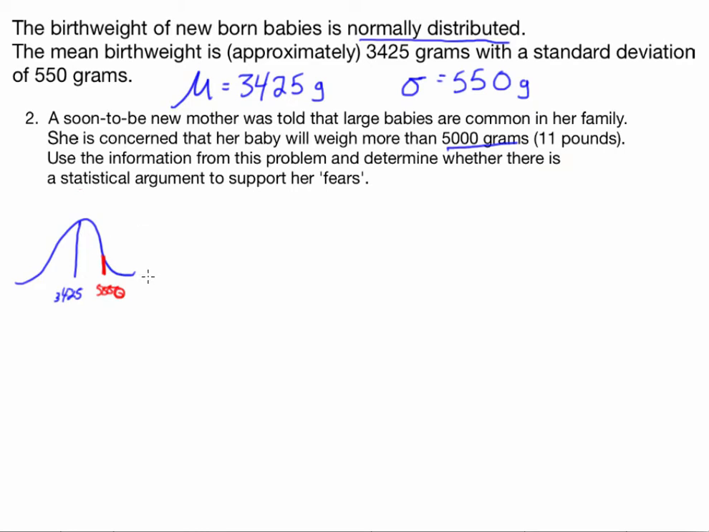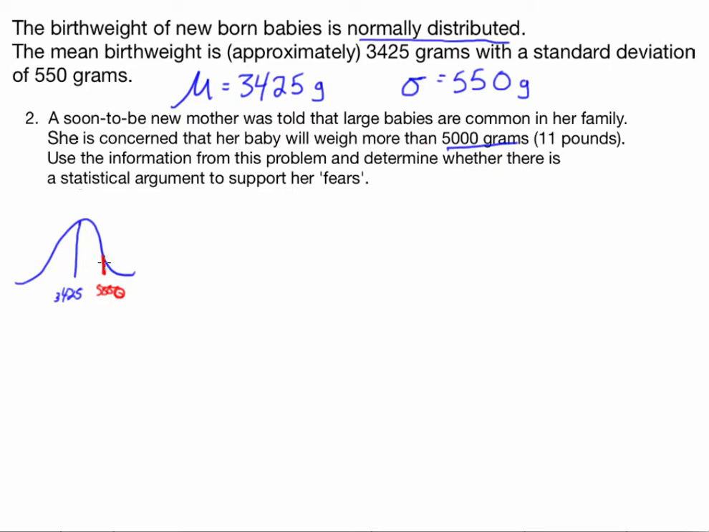Now if you were to go backwards, given the picture we drew in the last slide, we saw that 2 standard deviations to 3 standard deviations covered a certain range. So if you look at where 5,000 is relative to our last picture, you would notice that it's somewhere between 2 and 3 standard deviations. But again, here, what we want to know is what percentage of babies weigh more than 5,000 grams.